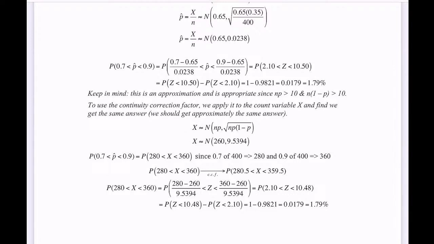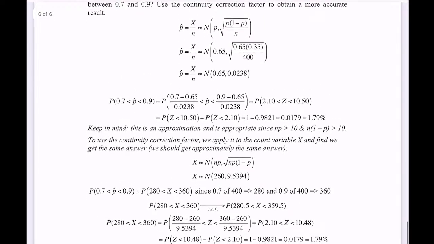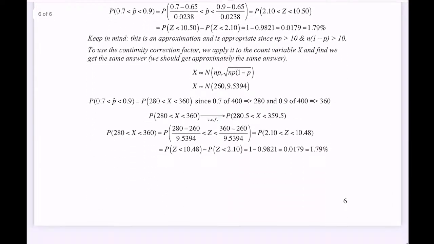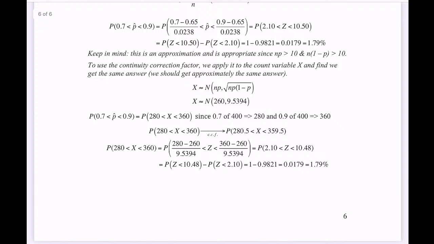Okay, so for the continuity correction factor, I mention here that in this part, I say keep in mind this is an approximation and is appropriate since NP is greater than 10 and N(1 minus P) is greater than 10. To use the continuity correction factor, we would have to do it this way, using the counts, not the proportions.